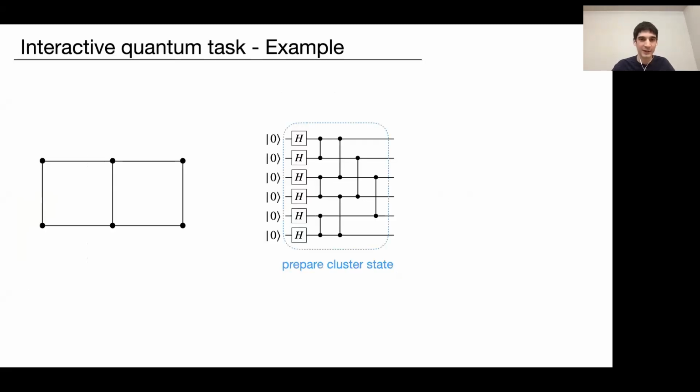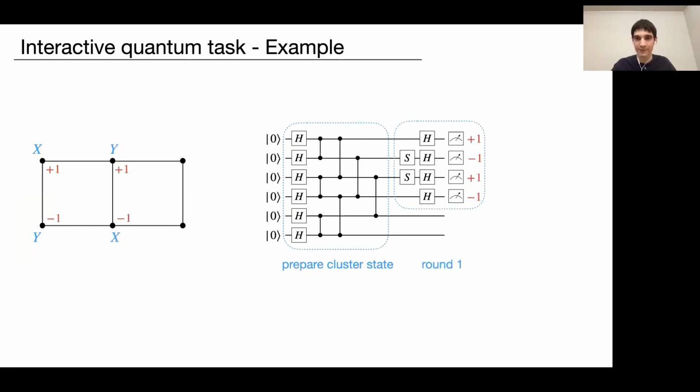So as a little example here, I've written a 2x3 grid. Before the protocol starts, you can think there's some quantum device that has in its memory this cluster state. It's prepared this cluster state. And then in round one, the challenger is going to specify bases for most of the qubits. Let's say these first 4 qubits here. So the quantum device will rotate those qubits accordingly, measure, and report those measurement outcomes back to the challenger.